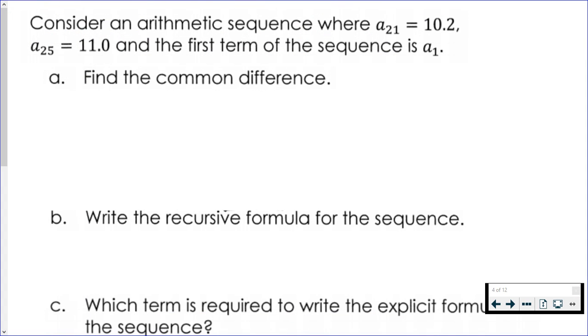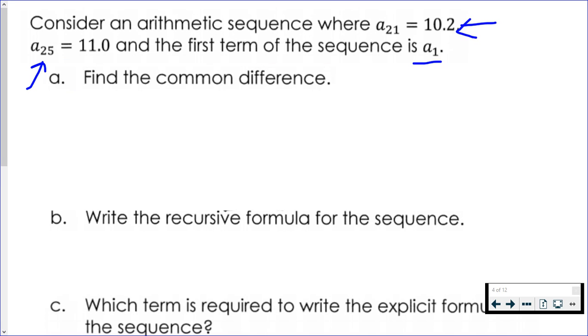So we've got an arithmetic sequence here, but the terms that they gave us are the 21st term and the 25th term. They're also telling us that the first term is going to have the notation A subscript 1. That's because sometimes they can use 0 to represent the first term or 1 to represent the first term. So they're just telling us to use the number 1 for the first term.